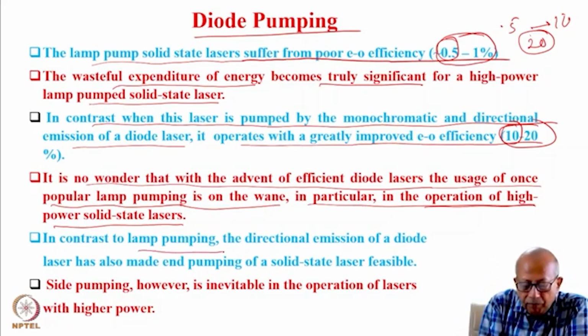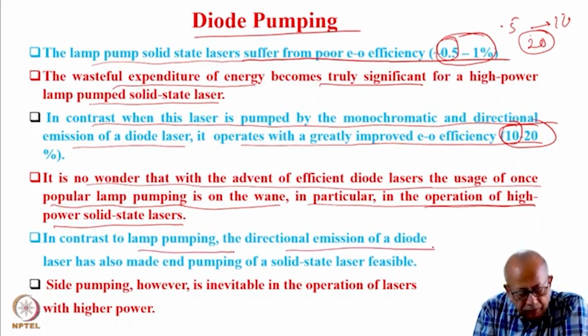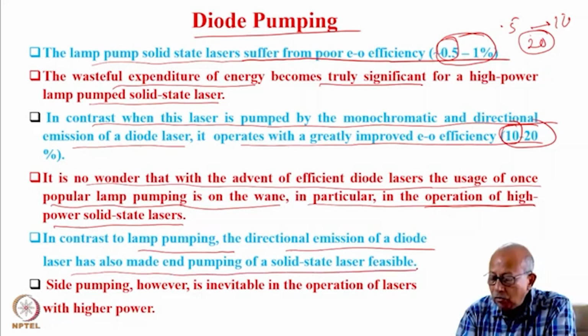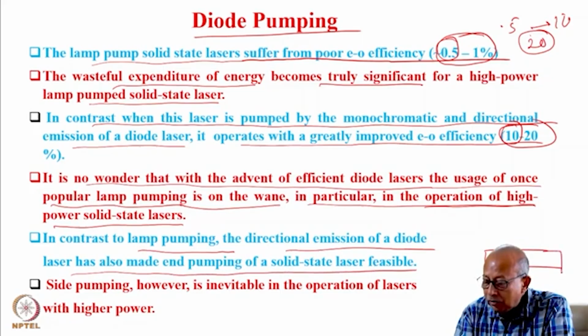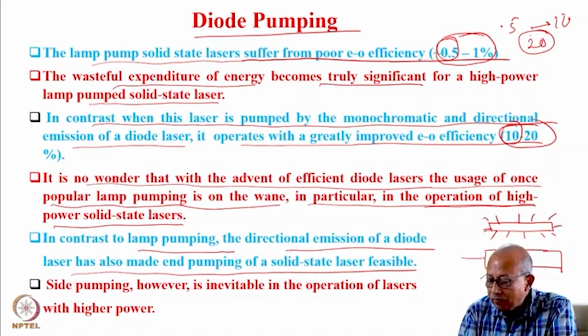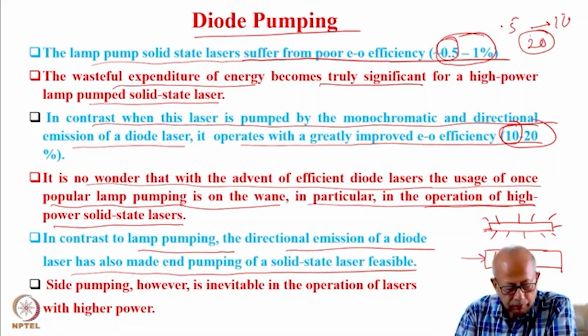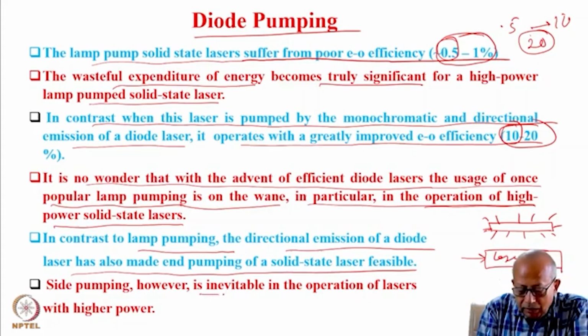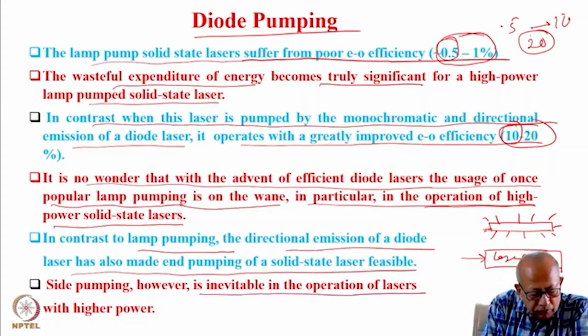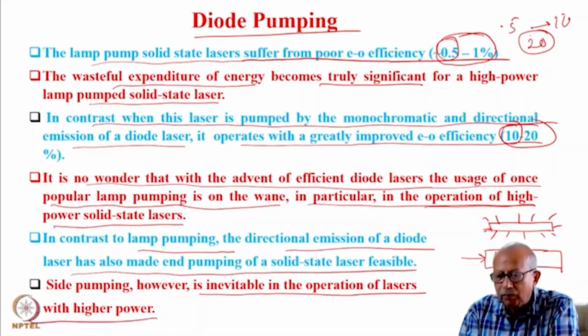And in contrast to lamp pumping, the directional emission of a diode laser has also made end pumping of a solid-state laser feasible. As you know, a solid-state laser can never be end pumped by a flash lamp because it emits light all around it. So, no way you can direct this light through one end of this laser rod. However, side pumping is inevitable in the operation of lasers with higher power, even when pumped by a diode laser. We will come to it in a while.